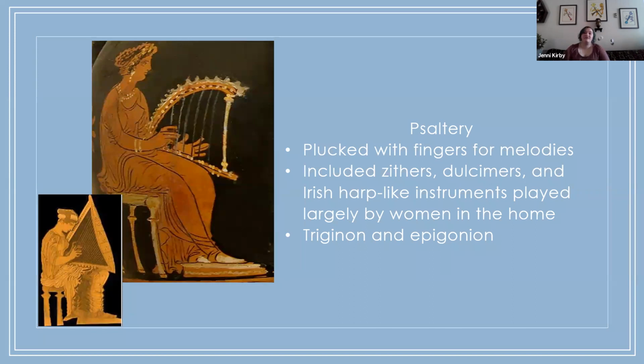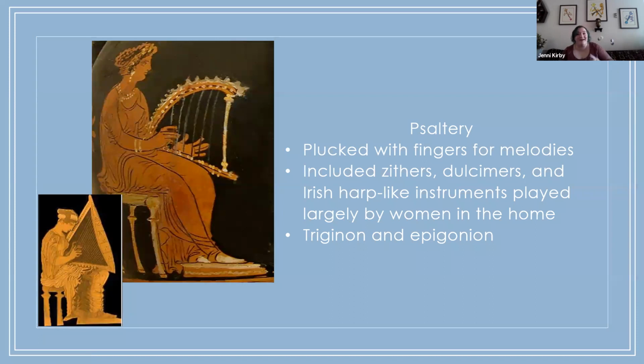So now we're going to talk about the psaltery, and so these are plucked with the strings, so like the harp, or if you think of zithers or dulcimers, the kind of flat lap harp type instruments where you're going to pluck out more of a melody as opposed to those strumming accompaniments. They were largely played by women in the home. And I have two examples here. We have a smaller one called the trigonon, and then we have the epic one called the epigonion.